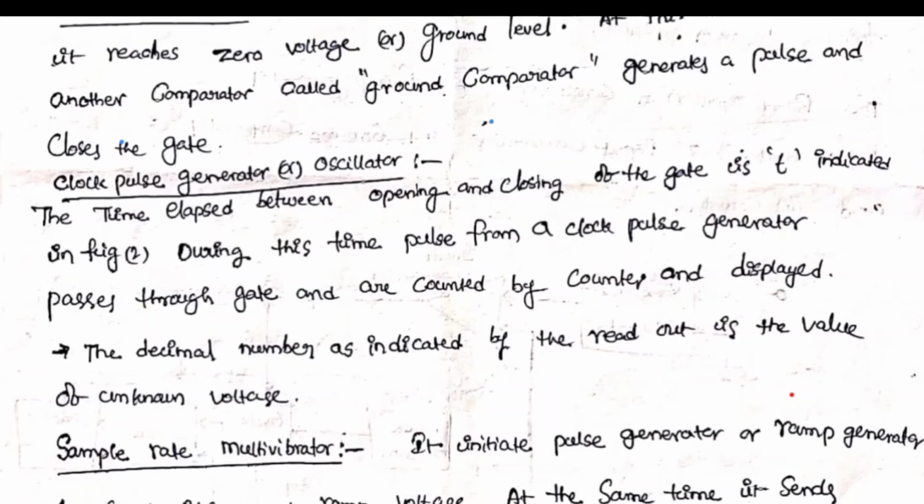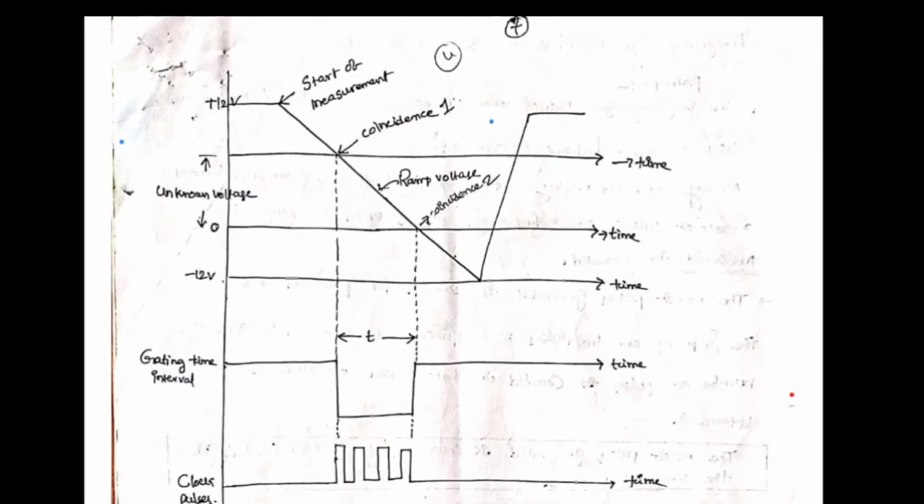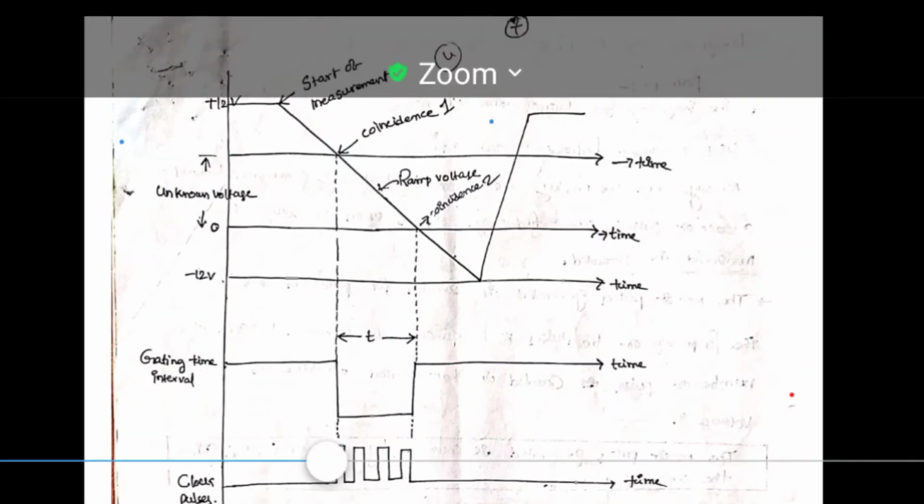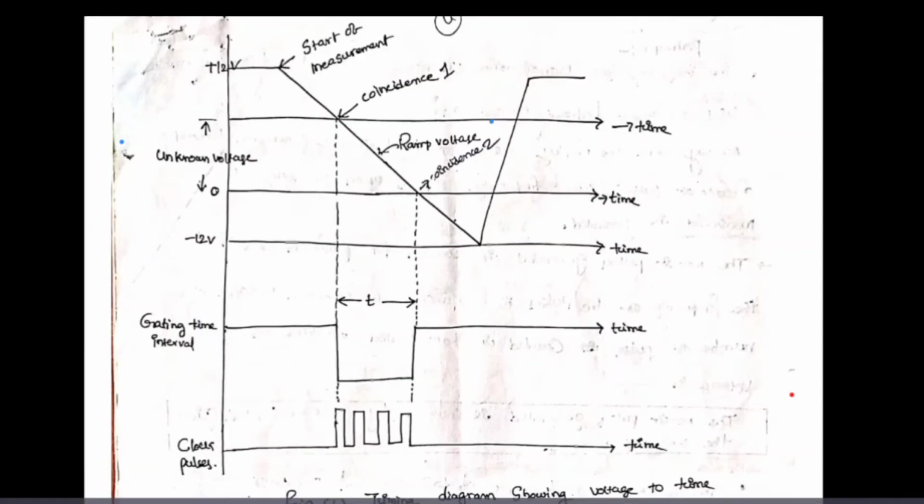Now see the waveform of how it is working. This is the timing diagram related to the ramp type voltmeter. A negative ramp from plus 12 volts through 0 to minus 12 volts is started. You can see in this timing diagram of the ramp type DVM, first the negative going ramp comes to 0. After that, we are using the negative going ramp.